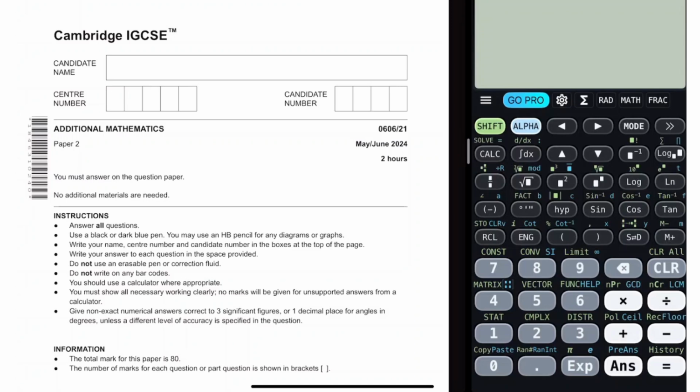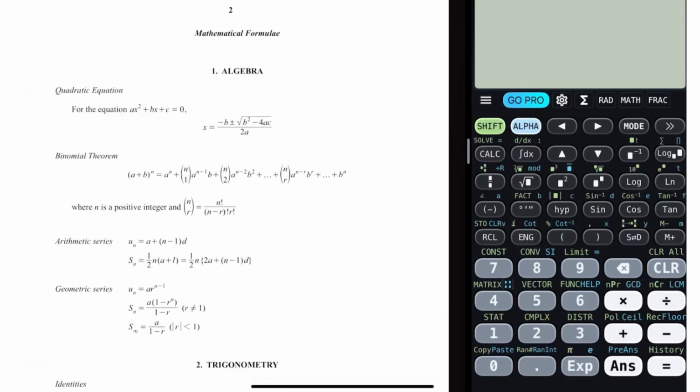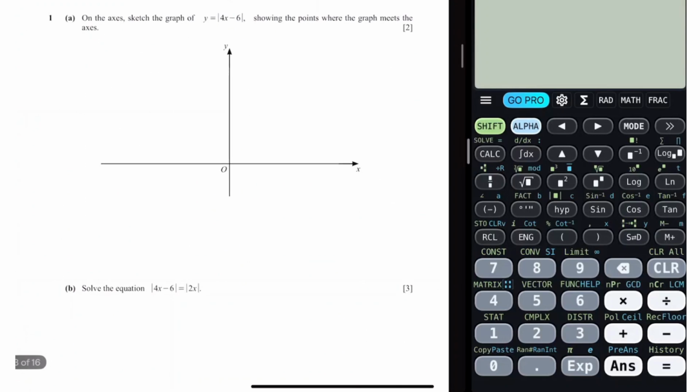Hello guys, so today we'll be solving additional math paper 2, variant 21. Again, you have 2 hours and the formula page is on the second page. So let's look at the first question.